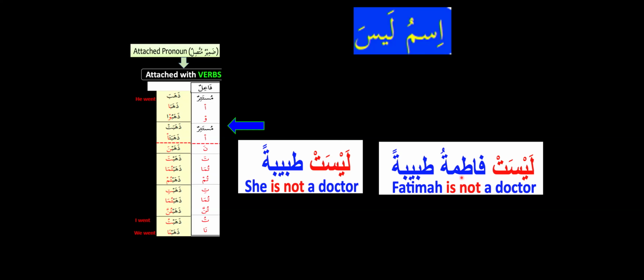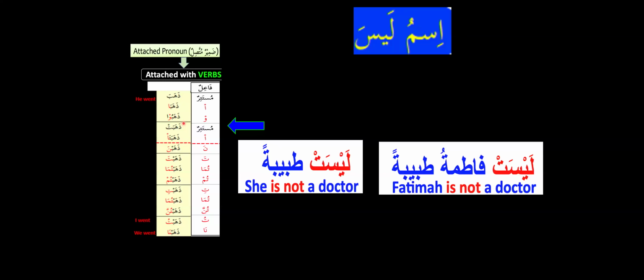The only problem is we cannot use that pronoun with laysa, because those pronouns are called detached pronouns. You cannot attach them to a word, right? And with laysa, you need a pronoun connected in spelling, written with it. Muttasil, you cannot have it munfasil. So that's why we have to pick the pronoun from this list. Which is this list? I hope you all know that. These are the marfu pronouns, and we attach them to the verb.